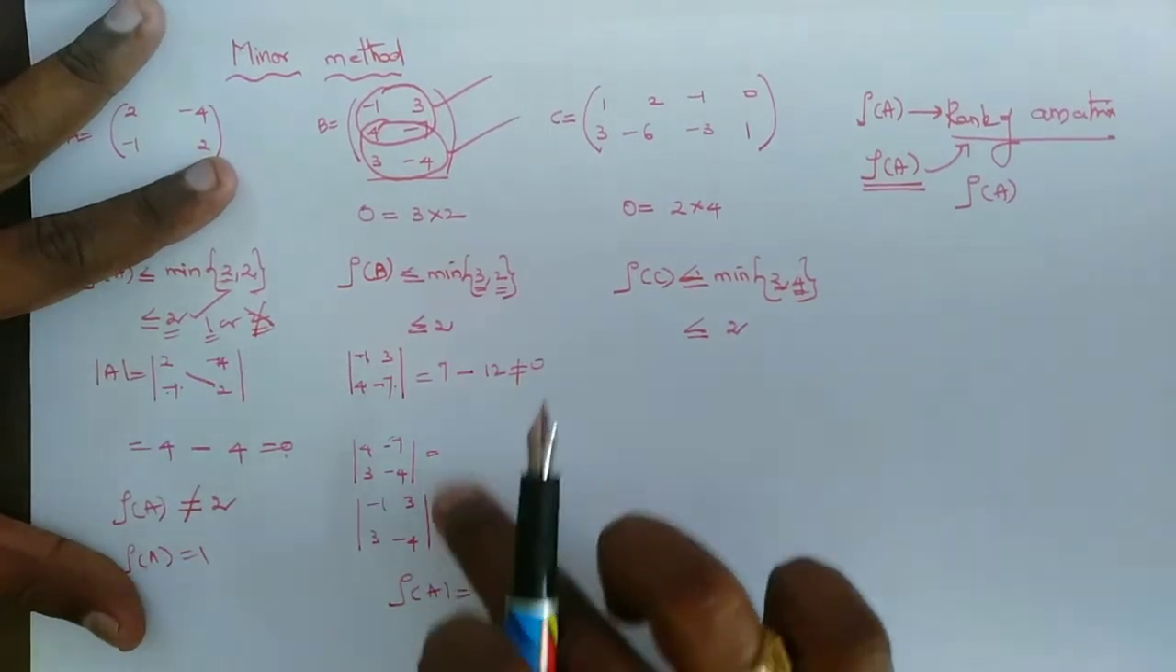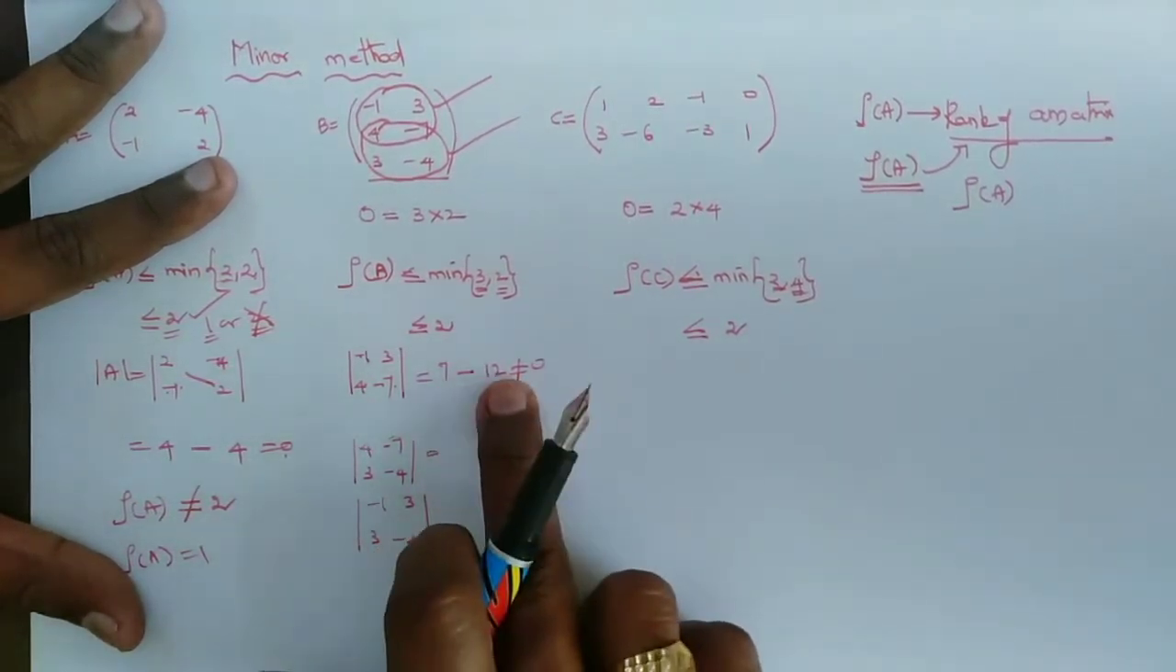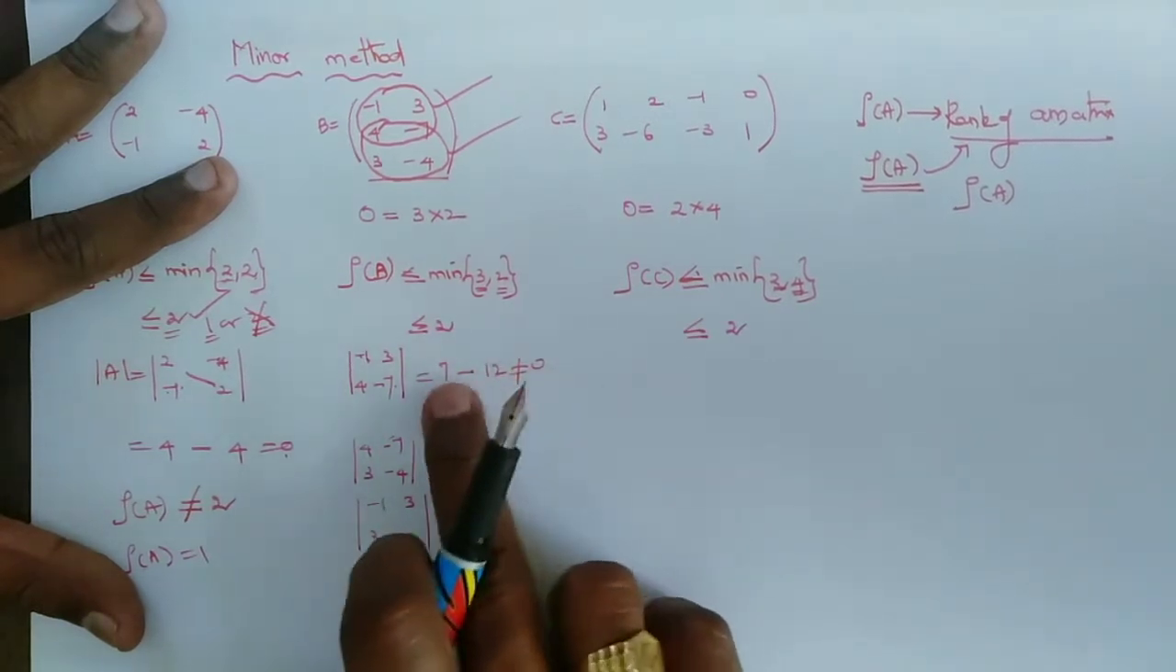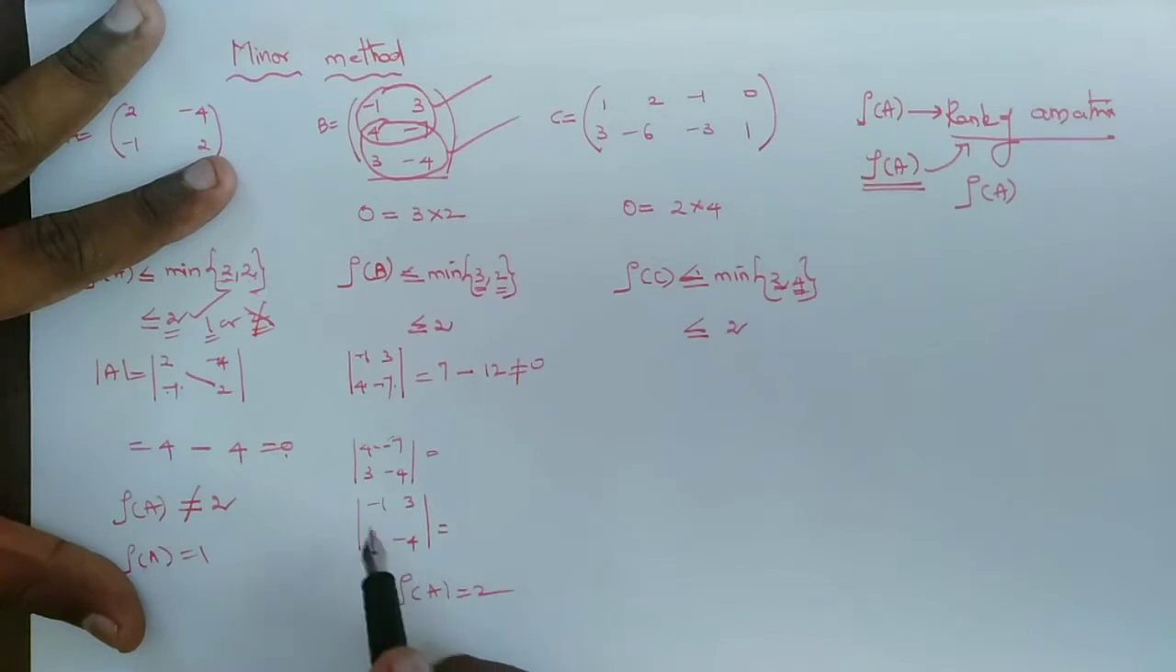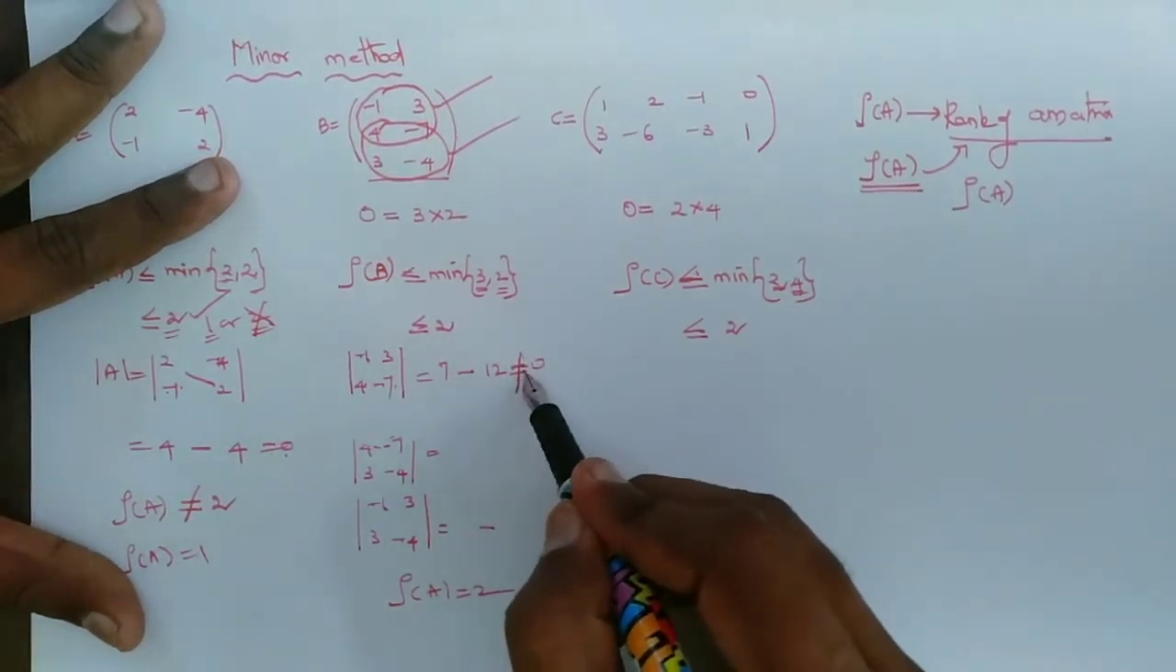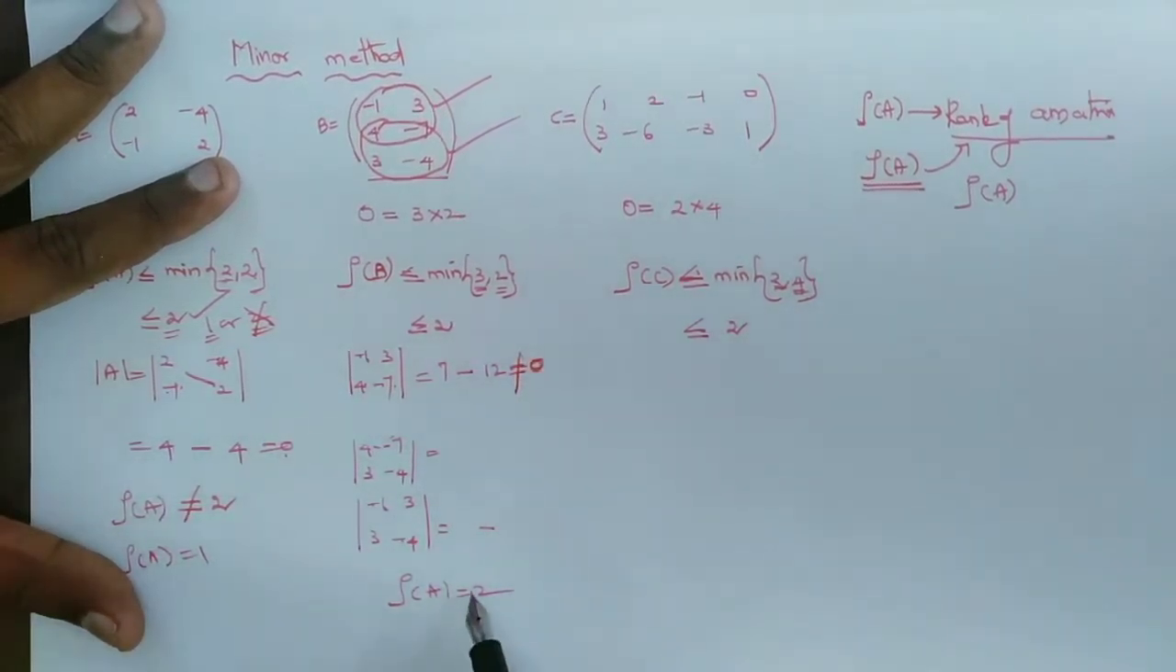I don't need to check this one. Any one is not 0, that's enough. Suppose these both are going to be 0, no problem. Like I put minus, minus into minus is plus, 1 into 4. Any one is not equal to 0, then you can write rank of A is equal to 2. No problem, you don't need to check this one also. Simply write rank equal to 2.